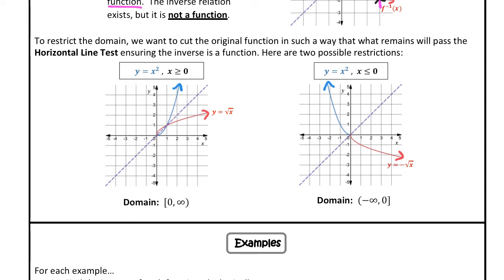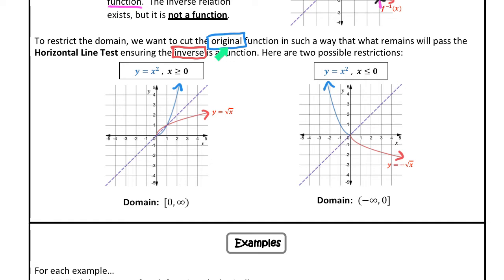All right, so it says to restrict the domain, we want to cut the original function in such a way that what remains will pass the horizontal line test. Okay, so I'm going to color code again here in this statement. To restrict the domain, we want to cut the original function in such a way that what remains will pass the horizontal line test, ensuring that the inverse is a function. Trying to box these. There we go.